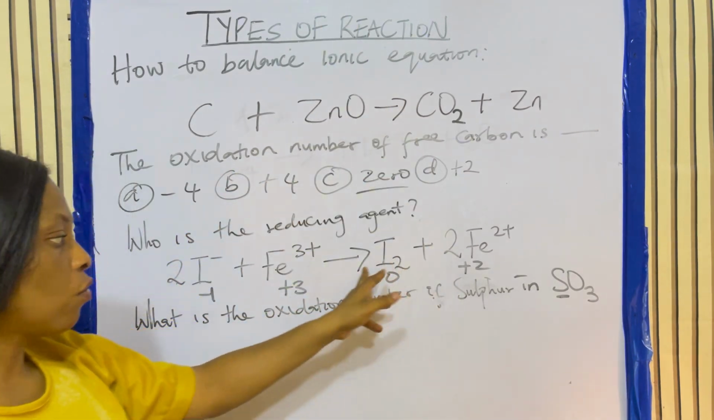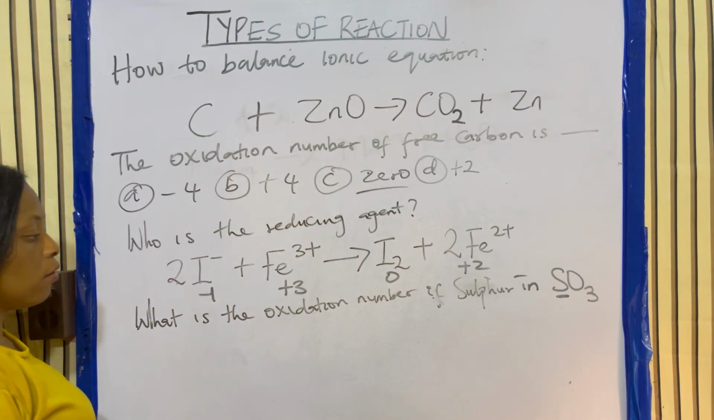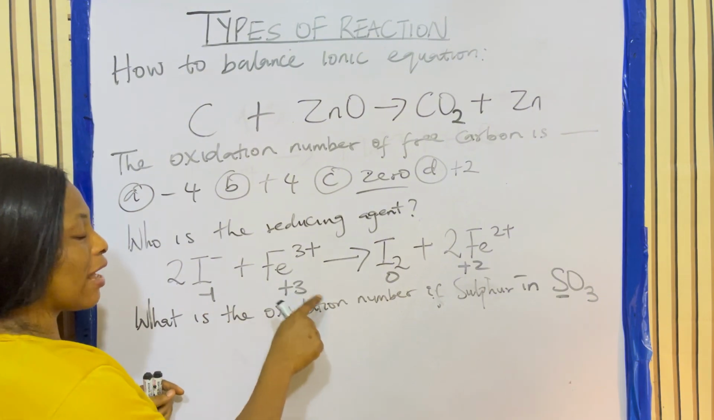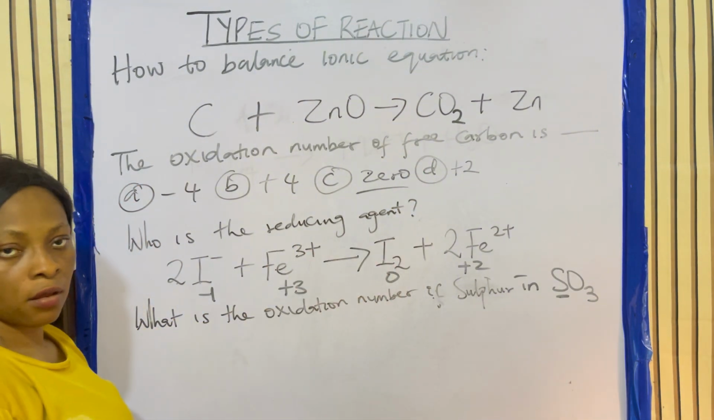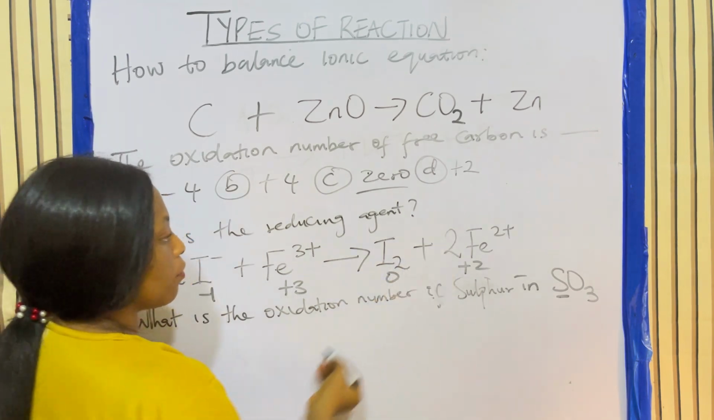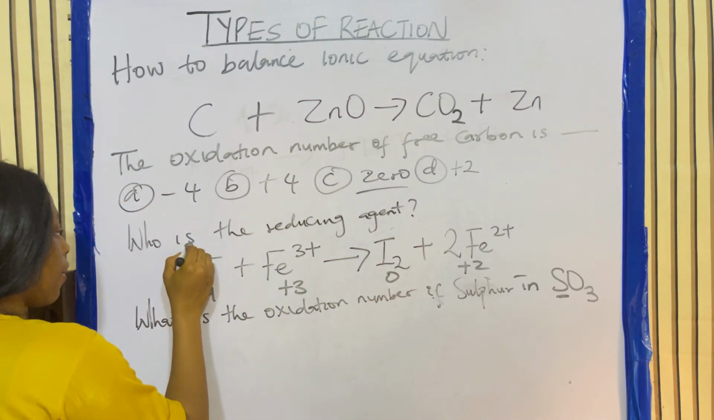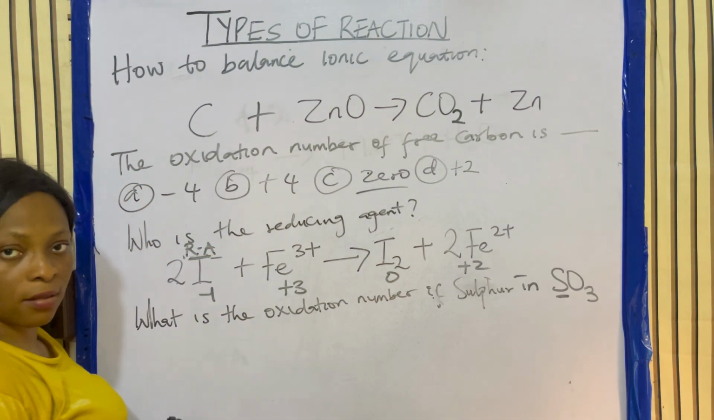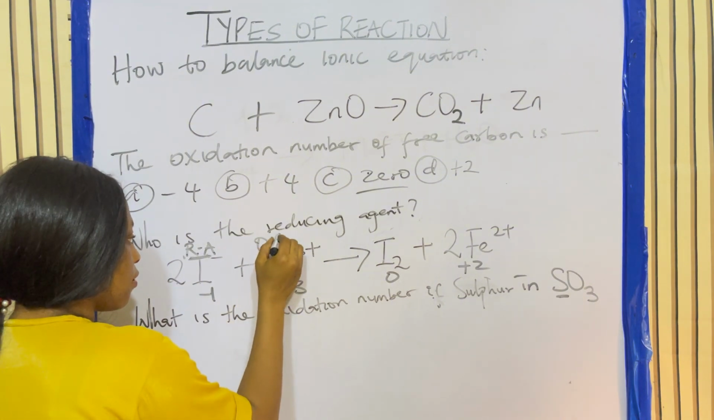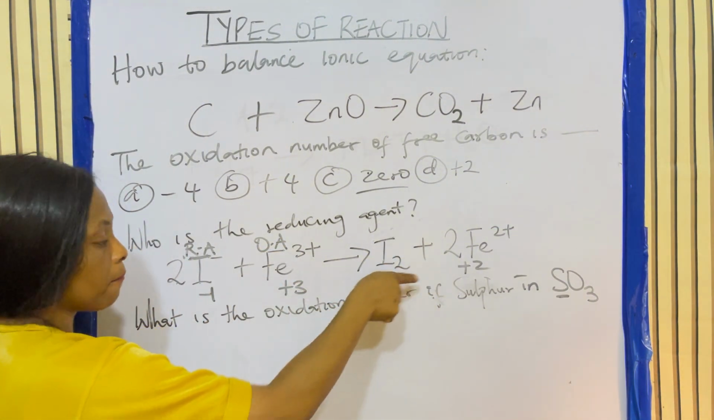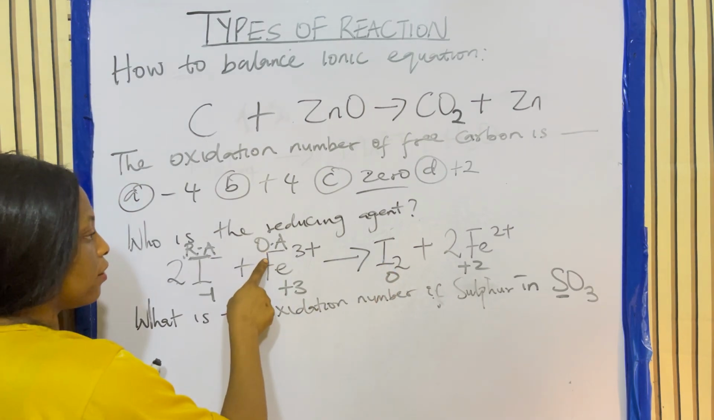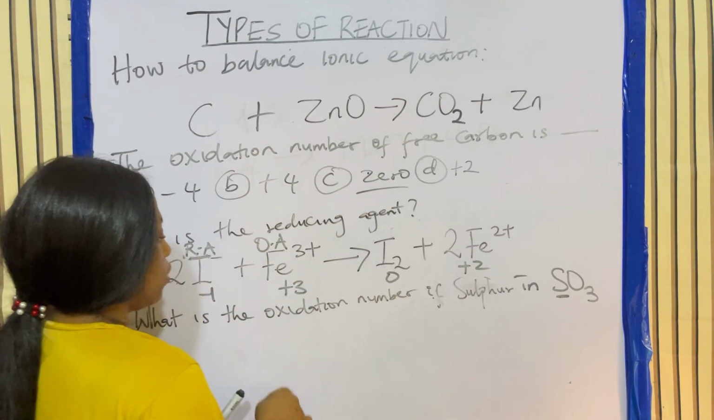So which one actually increased in the product? Because we are looking for the reducing agent. The one that actually increased in the product is this guy. So the reducing agent is this, while the oxidizing agent is this. Because the reducing agent will increase in the product, the oxidizing agent will reduce in the product.